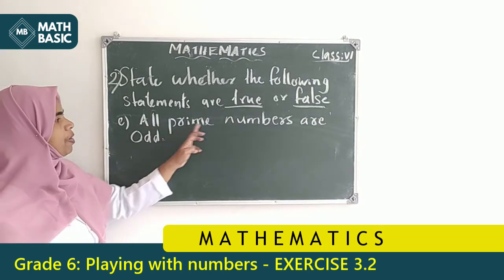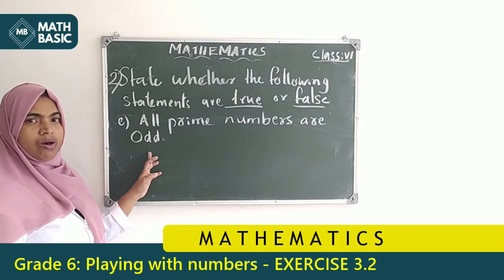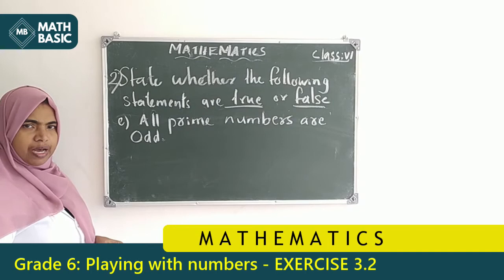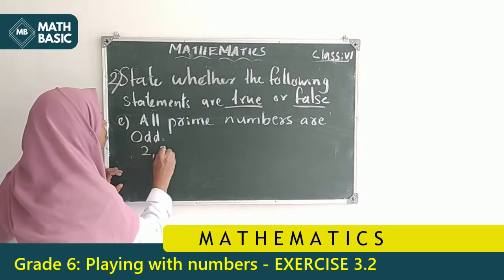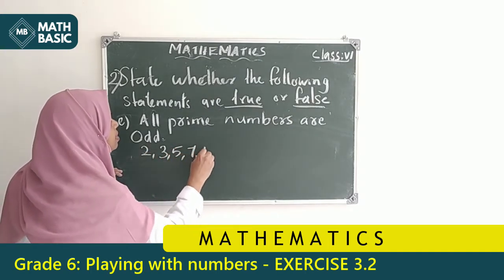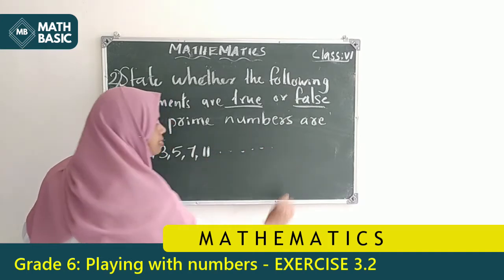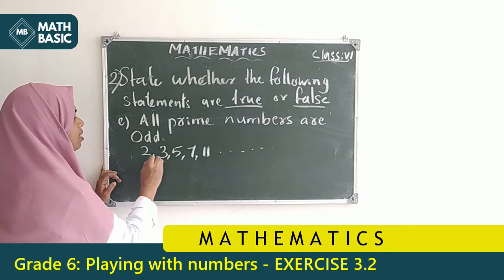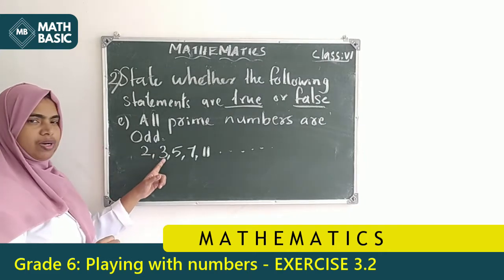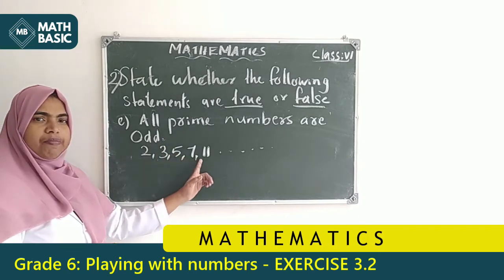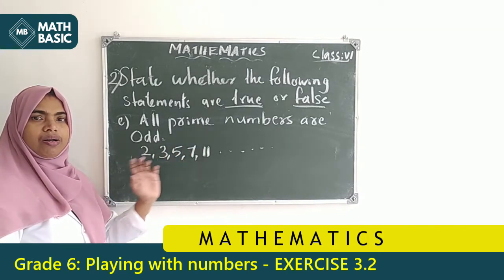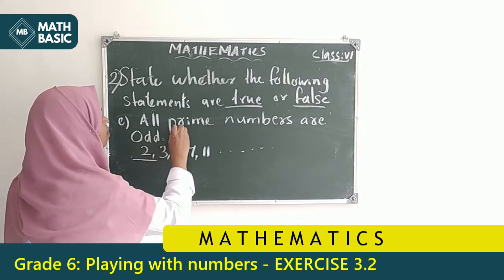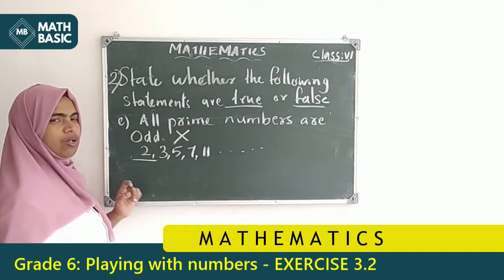E. All prime numbers are odd. All prime numbers. We have learned what are prime numbers. Prime numbers are 2, 3, 5, 7, 11, etc. We learned the statement, all prime numbers except 2 are odd. See here 2. 2 is an even number. So, the statement is false.